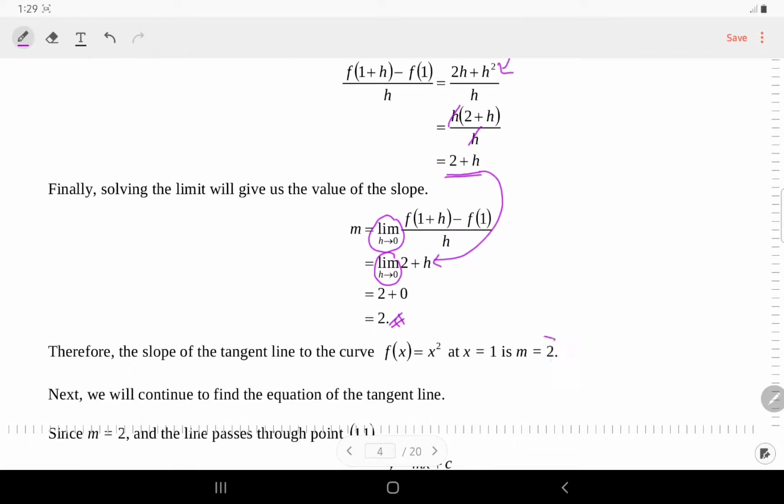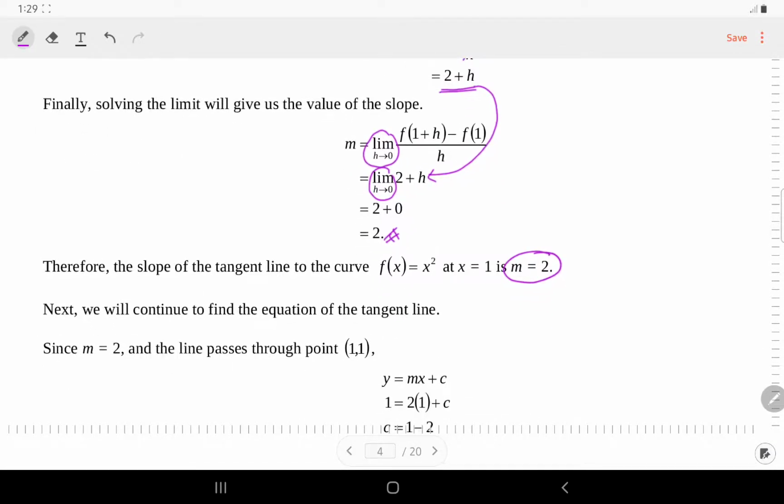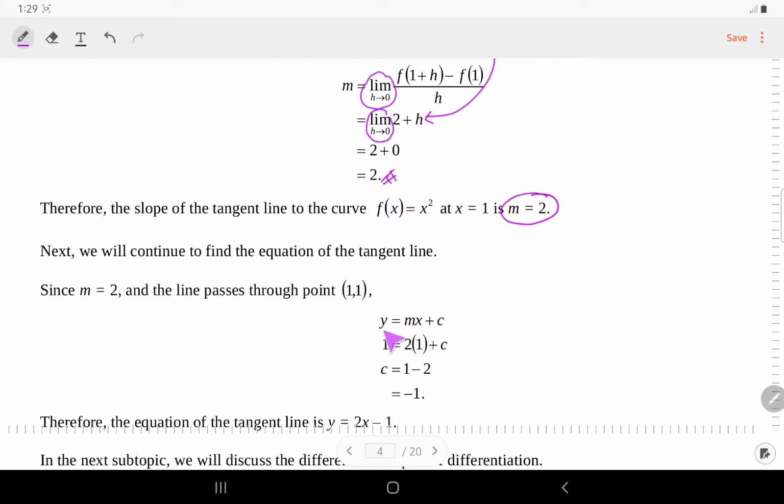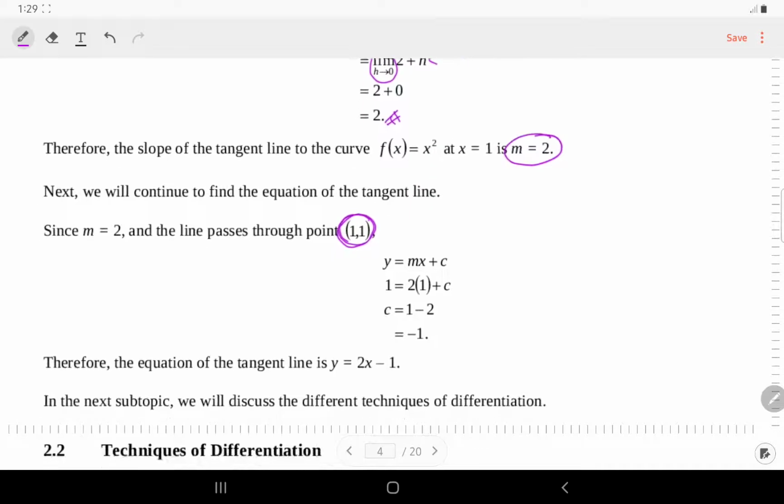So meaning that our m is equal to 2. Okay, m equal to 2. So tadi kita tahu the equation of tangent line is y equal to mx plus c. So our y is 1, okay, from the coordinate given here. So our y is 1 and our x is equal to 1 also. And then our m yang kita dapat tadi equal to 2. So from here we can get the value of c. Therefore the equation of tangent line is y equal to 2x minus 1.